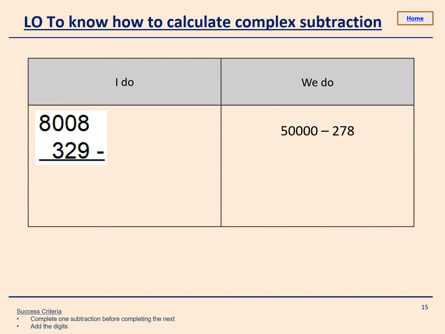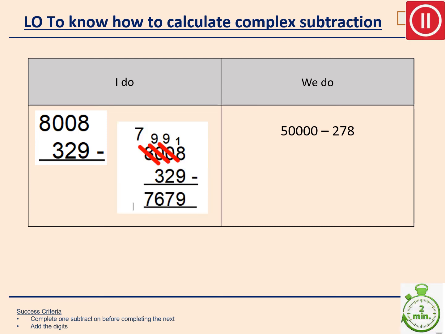We've got 8008 minus 329. We're borrowing from the thousands column this time. So 7, 9, 9, and then 18 in the units column. 18 subtract 9 is 9. 9 subtract 2 is 7. 9 subtract 3 is 6. 7 subtract 0 is 7.